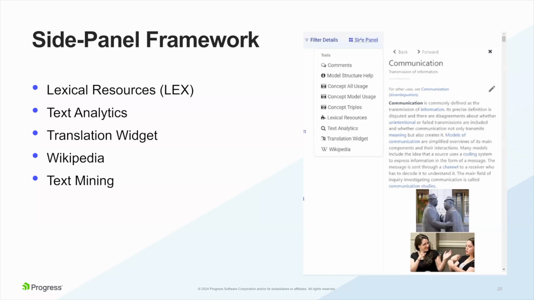And you can take the terms in that report and incorporate them into your model. We have a translation widget as part of this, where you can just translate your preferred label and your alt labels into other languages like French, Spanish, Chinese, and so forth. A Wikipedia tool, which is what we're seeing here on the screen, basically does a Wikipedia call on the concept, and it brings back the Wikipedia article, and you can just drag it into your model from the side panel. And then we also have a text mining tool.